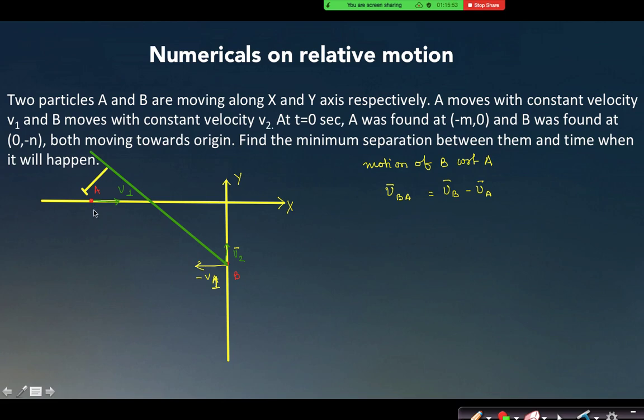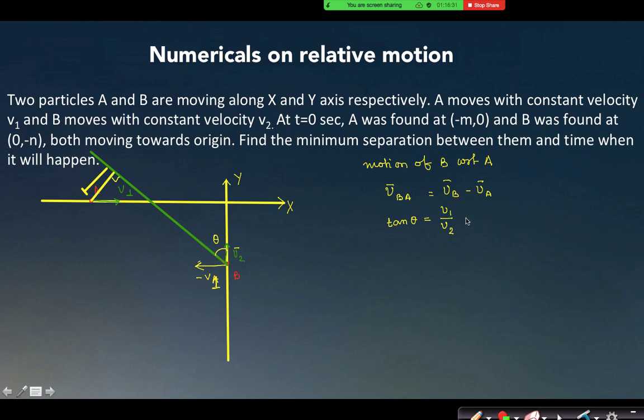So in order to find that distance, I have to drop a perpendicular from A to this line. This is a perpendicular distance. And what is this angle? I can find this angle theta. Can I say that tan theta is equal to v1 by v2? Yes or no? Tan theta is equal to v1 by v2.